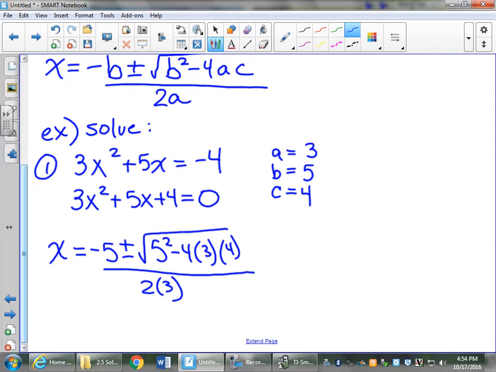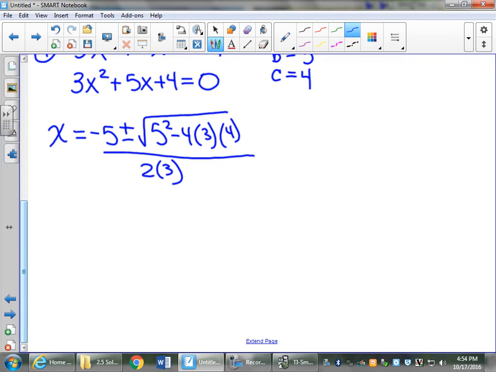Easy part is subbing them in. The hard part is now simplifying that down without making any mistakes, including sign mistakes. So take your time. This is going to become negative 5 plus or minus the square root. Under the radical, you're going to square and then multiply your 4ac.